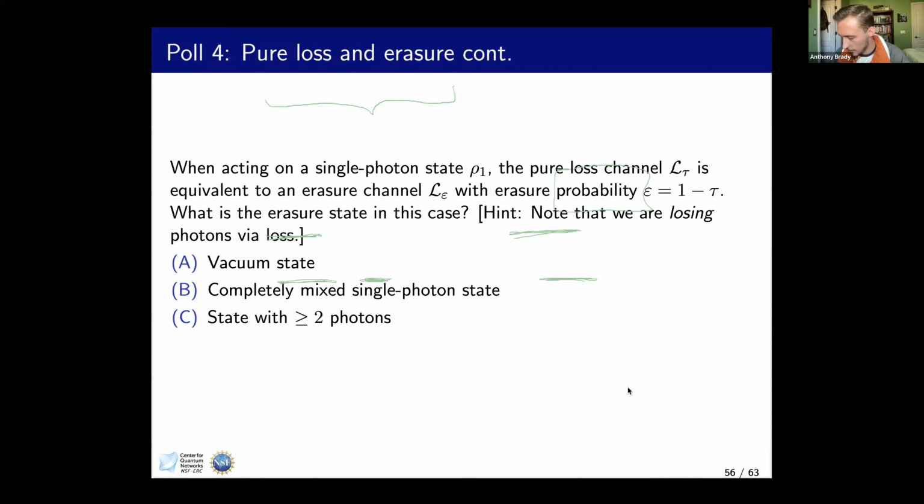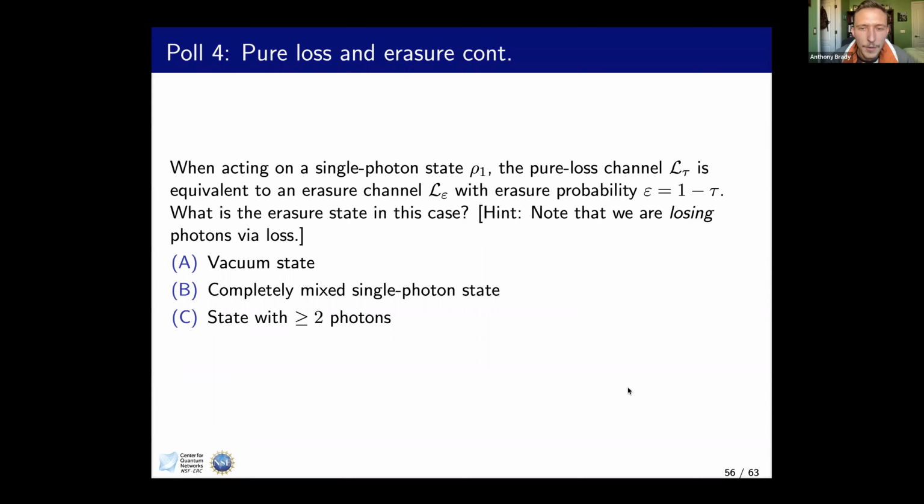Oh, so good time for a poll. Hopefully I just kind of answered this question for you. So let's ask this question. When acting on a single photon state, rho 1, the pure loss channel, L tau, is equivalent to an erasure channel with erasure probability epsilon equals 1 minus tau. What is the erasure state in this case? Hint, note that we are losing photons via loss. So let me go ahead and start the poll.